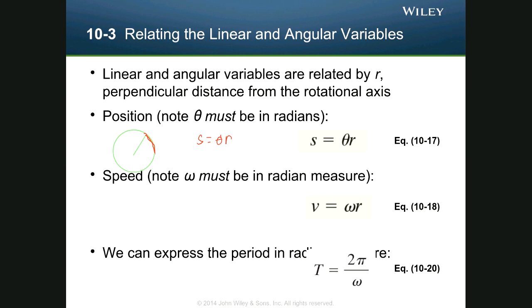We can take the derivative of both sides, d/dt of s equals d/dt of theta r, right? But r is constant. That's the beauty of r. It is the radius of a circle, so r has to remain fixed.